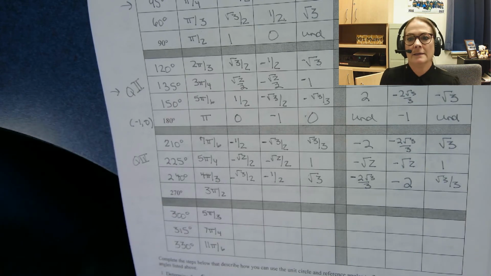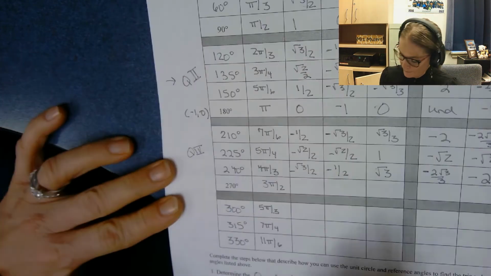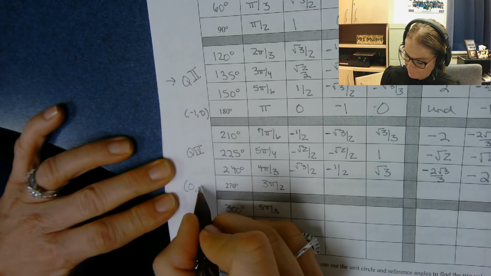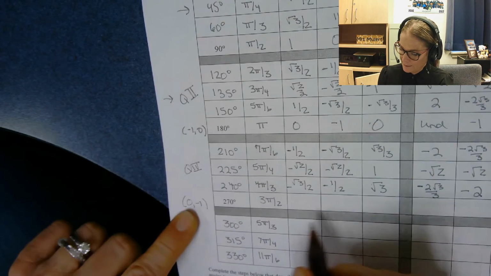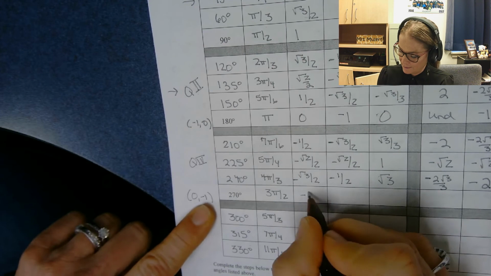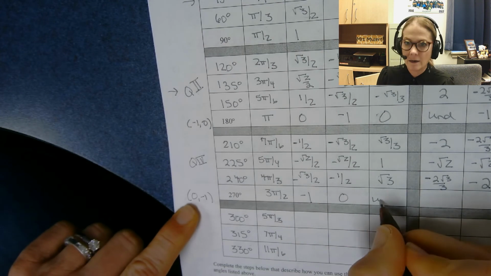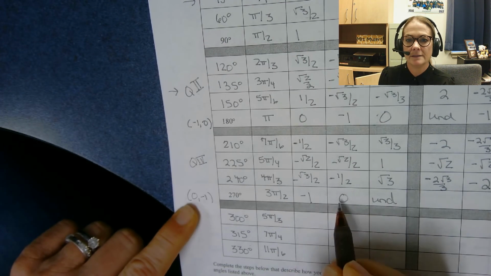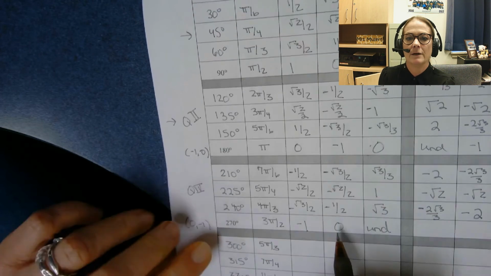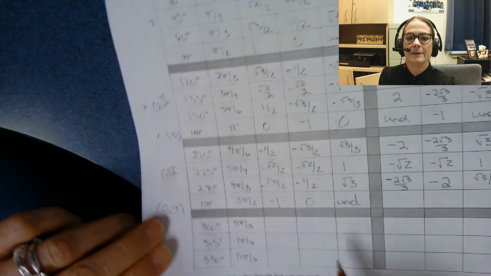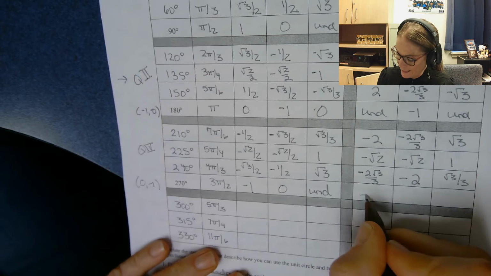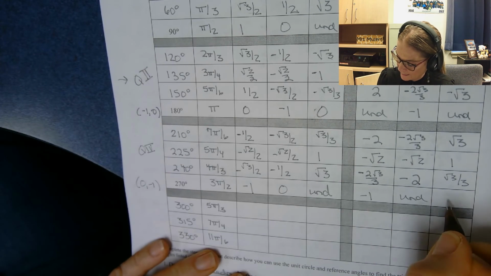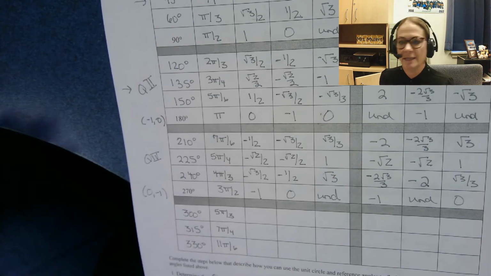All right. So on our 3 over 2, we are at 0, negative 1. Okay. So sine is first. Sine is negative 1. Cosine is here. It's undefined because it's negative 1 over 0. This is sine over cosine. Reciprocate, and reciprocate. There's that.